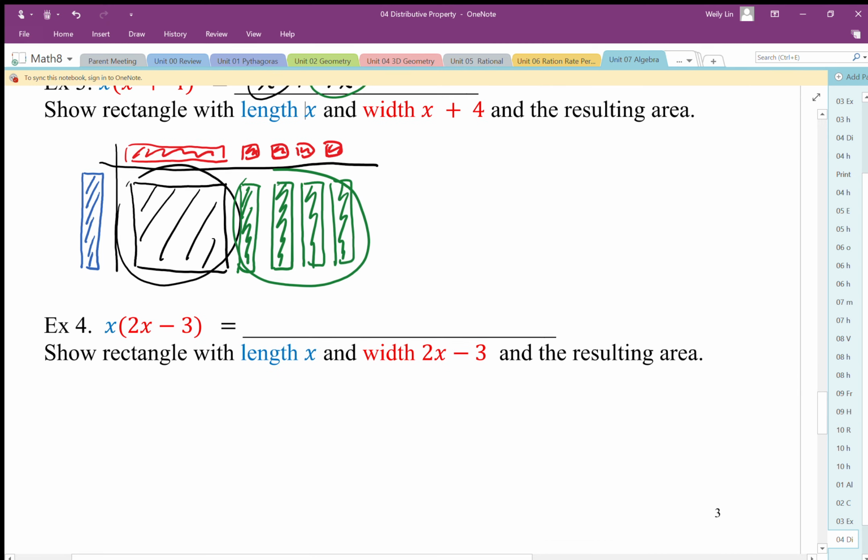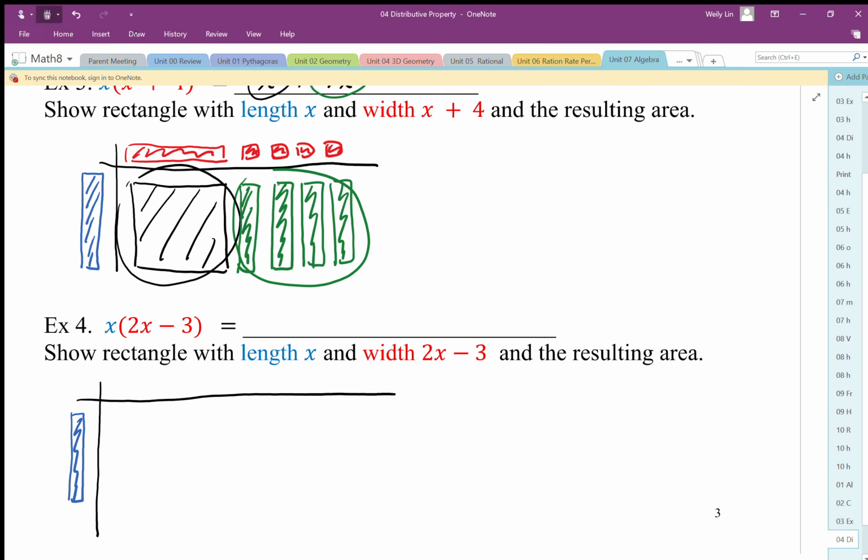I can do the one here. This is going to be if I have an x tile times 2x minus 3, well, that's going to look like this. So I have my x tile as my length. Okay, there's my x tile as my length. I have my width is going to be 2x tiles. So it's going to be 2x tiles like this. 1, 2. And then I'm going to have 3 -1 tiles like this.